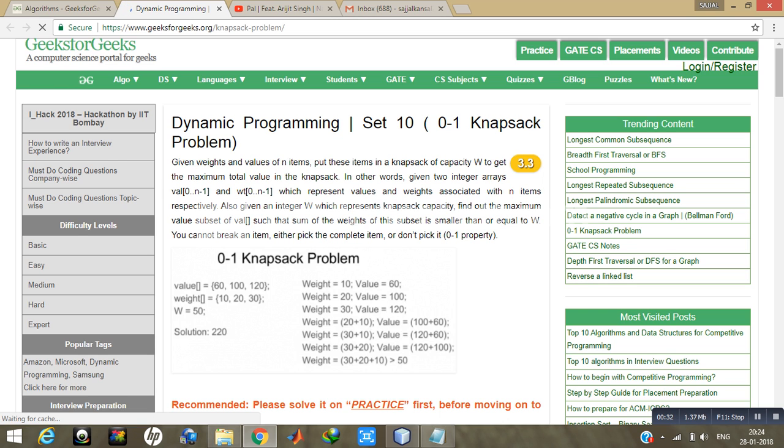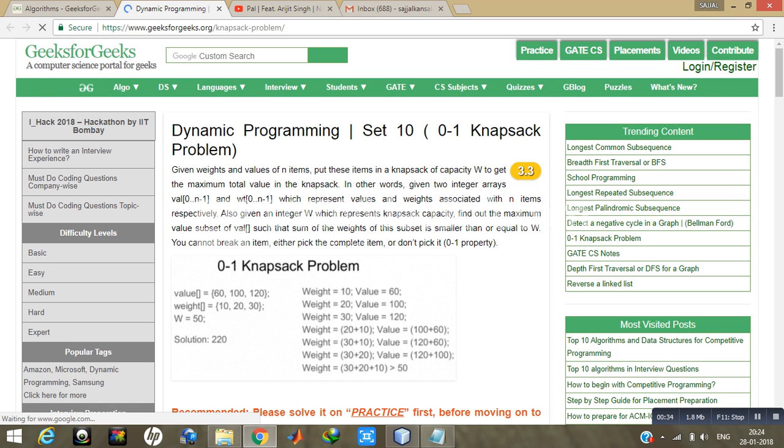I personally consider this to be a good problem of dynamic programming, and it teaches a bit. This problem teaches us dynamic programming in a better way, according to my own opinion, whether or not that's true. Okay, let's start with the question.